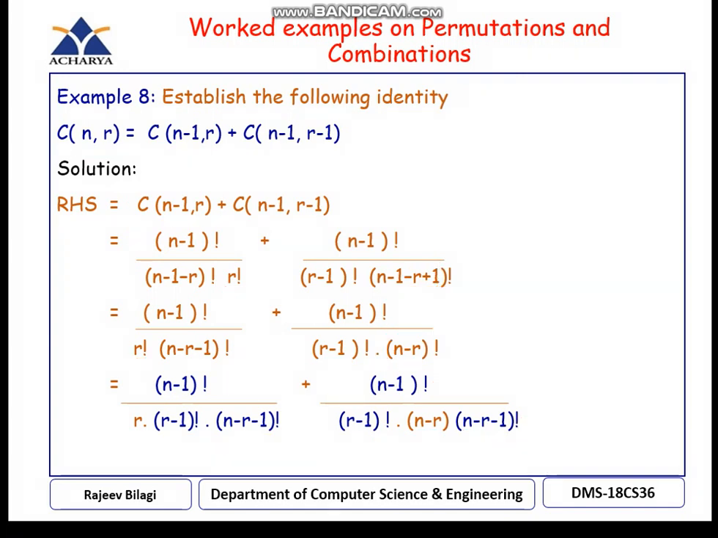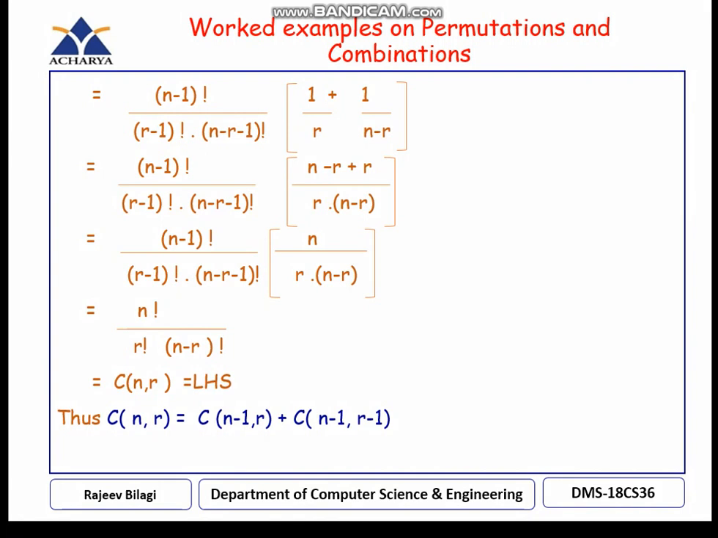So next is taking the common factor, that is (n minus 1) factorial divided by (r minus 1) factorial into (n minus r minus 1) factorial in the other bracket. Here I am left with this part: 1 divided by r plus 1 divided by (n minus r). So you take the LCM, and you will get n minus r plus r.